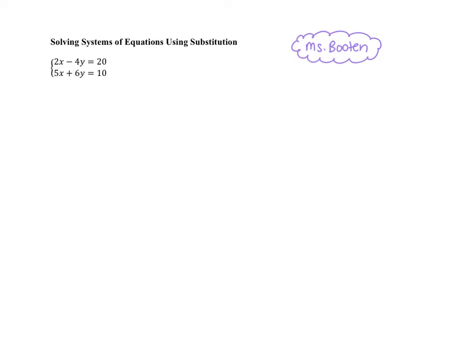This is a video key for solving systems of equations using substitution. So we have a system: 2x minus 4y equals 20 and 5x plus 6y equals 10. I'm going to show you two ways to solve this problem.